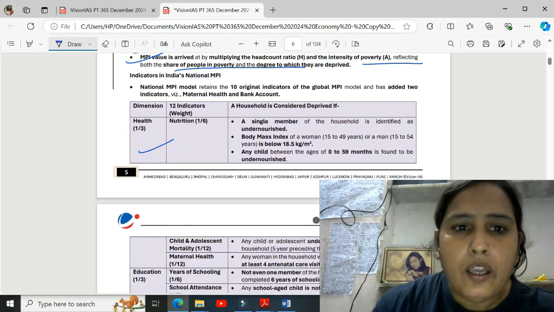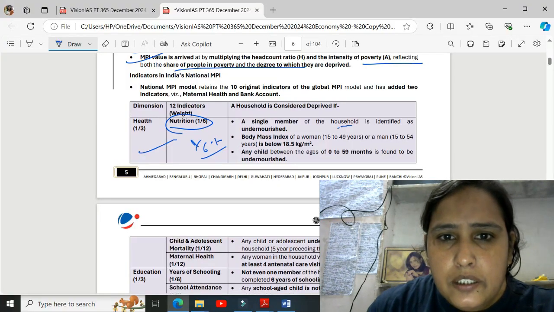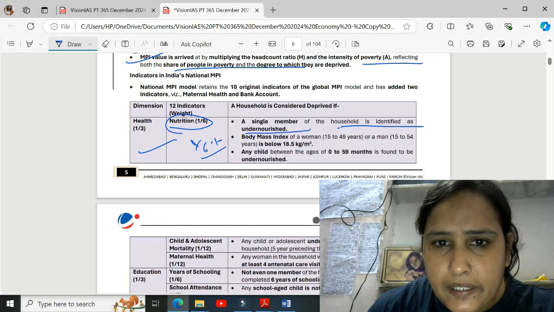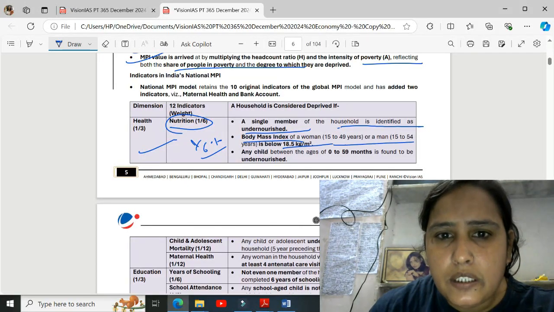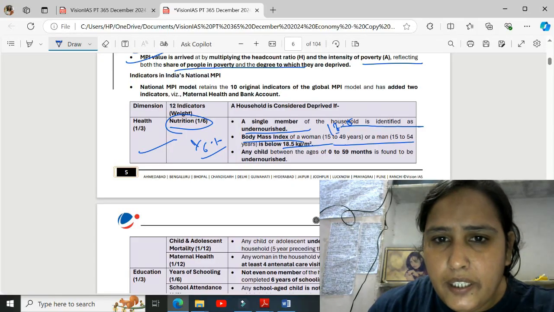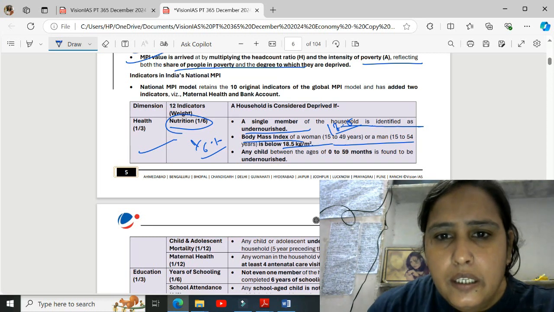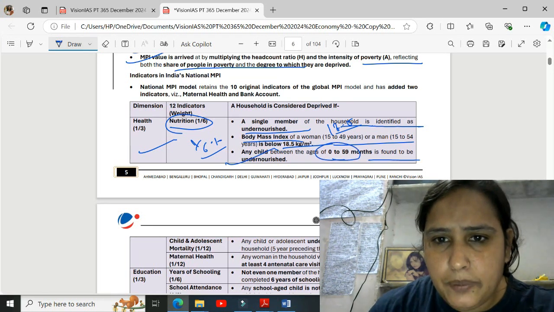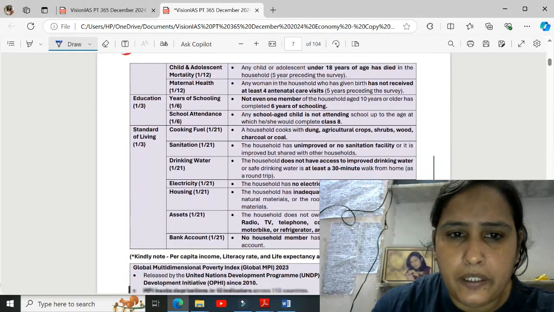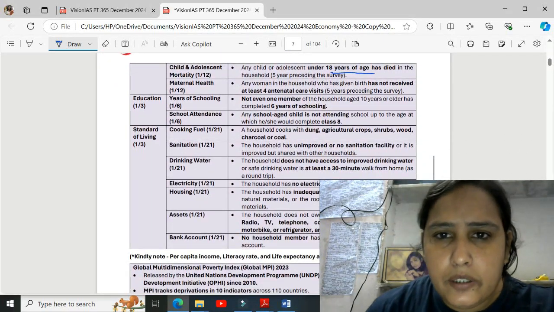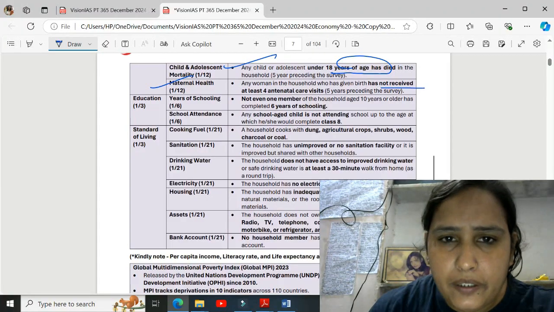Now next was health. Health, like nutrition, is 1/6. A single member of the household identified as undernourished counts, and body mass index is also important for this. Currently it is 18.5 or below kg per meter square. Any child between 0 to 59 months found to be undernourished is also counted in this. Any child or adolescent under 18 years of age who has died is also accounted for. Maternal health is also accounted for.